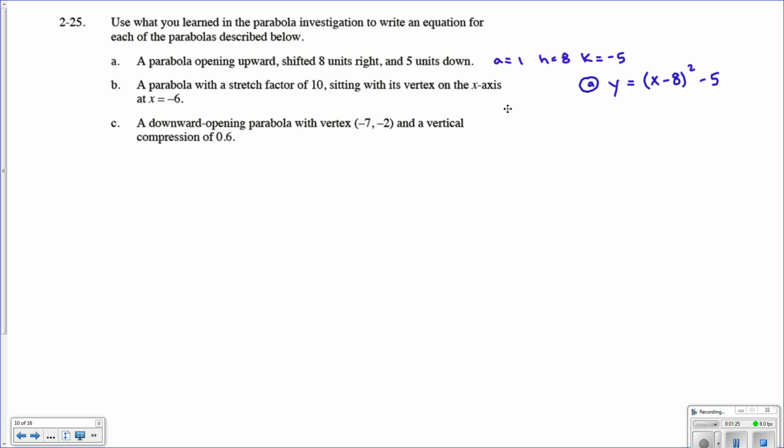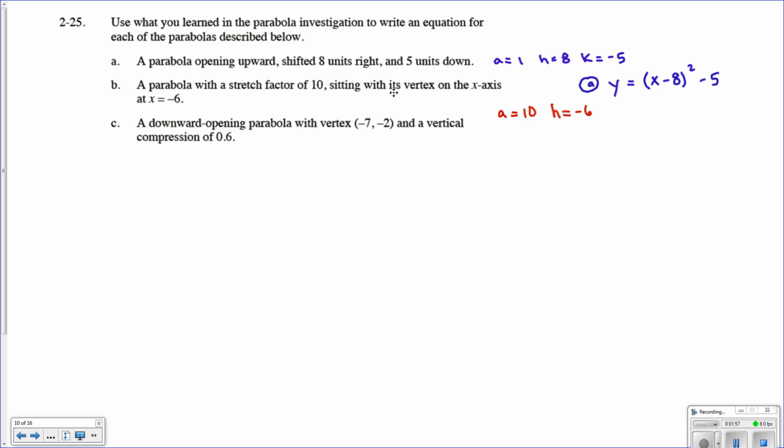Letter B. Letter B in red here. A parabola with a stretch factor of 10. So already we know that A is going to equal 10. Sitting with its vertex on the x-axis at x equals -6. So right now we know our vertex is going to be at the point -6, 0, which means that h is going to equal -6.